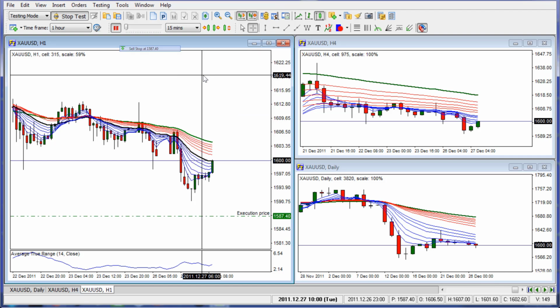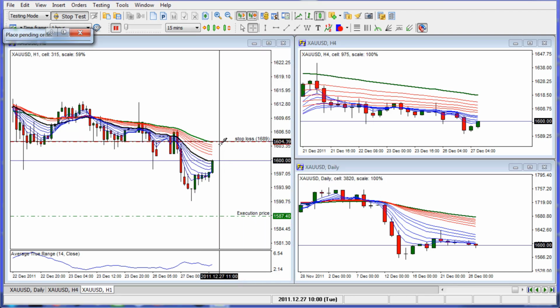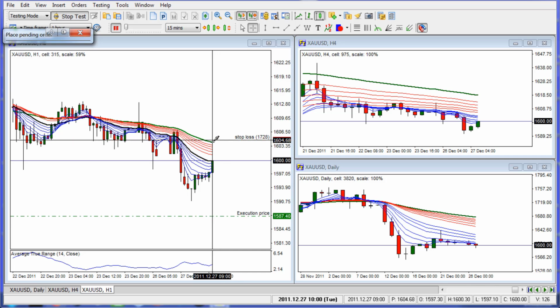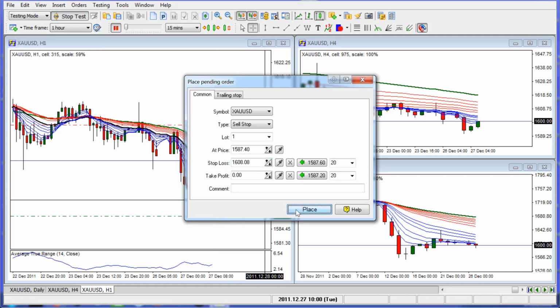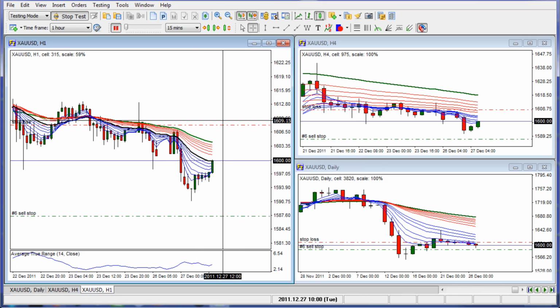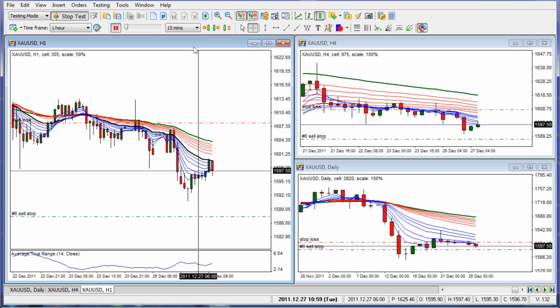So we hit our sell stop there, and we're going to place our stop above the 60 moving average plus 350. So that's going to be up there. Very roughly drawn, of course. Okay, so let's now scroll through and see how this one played out.